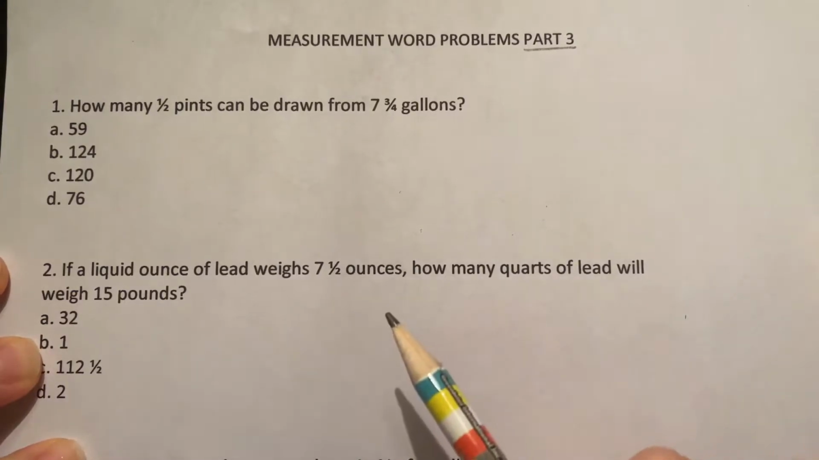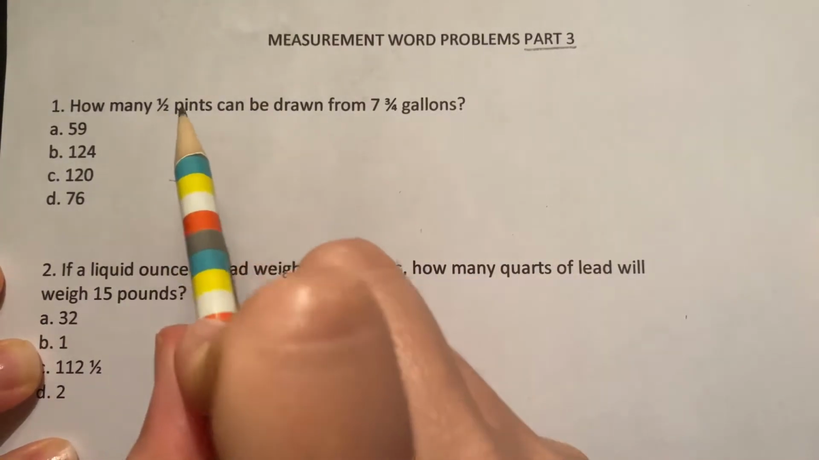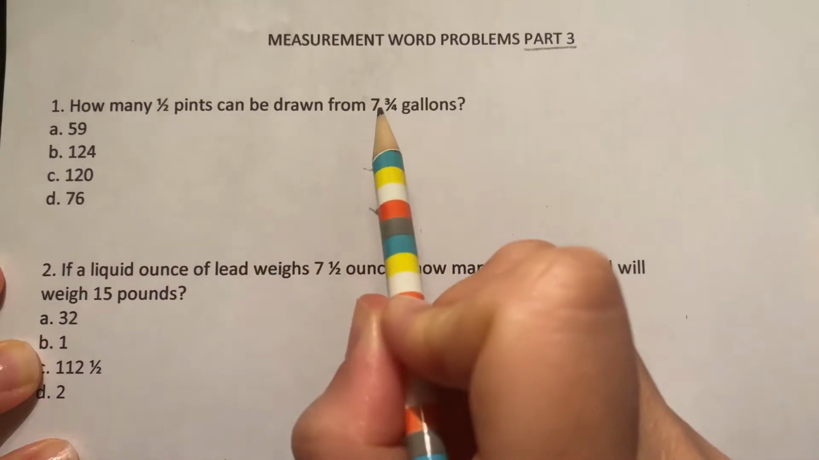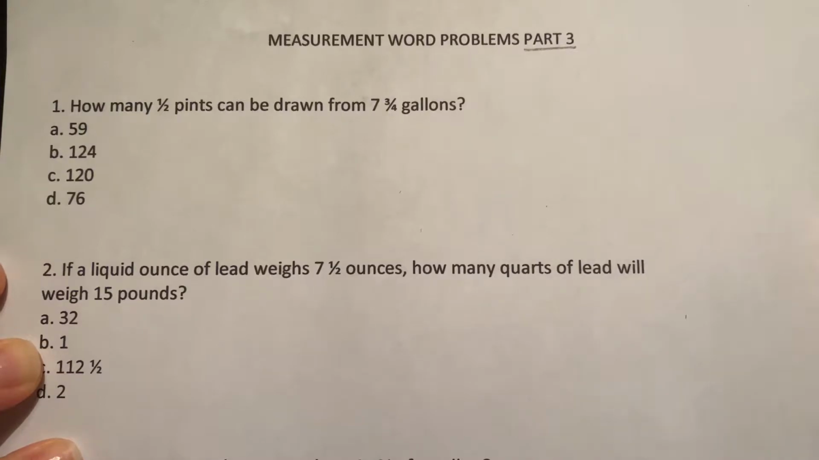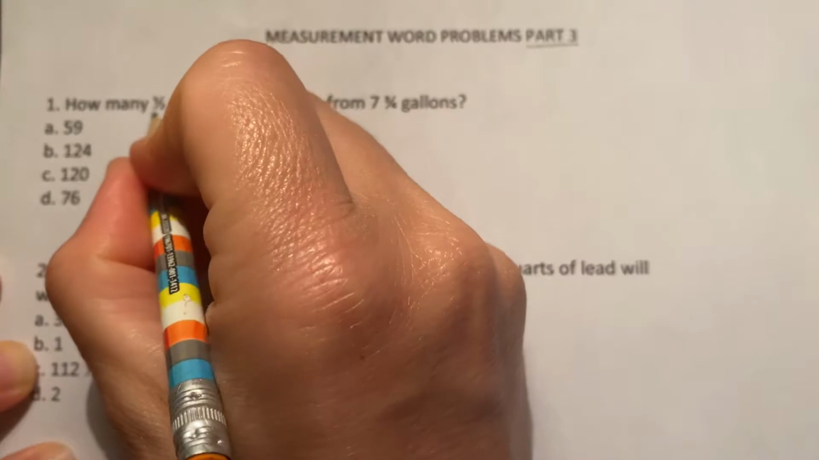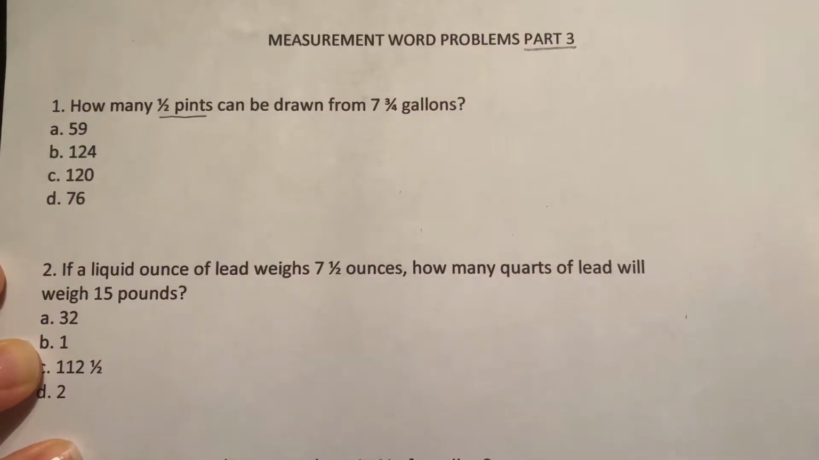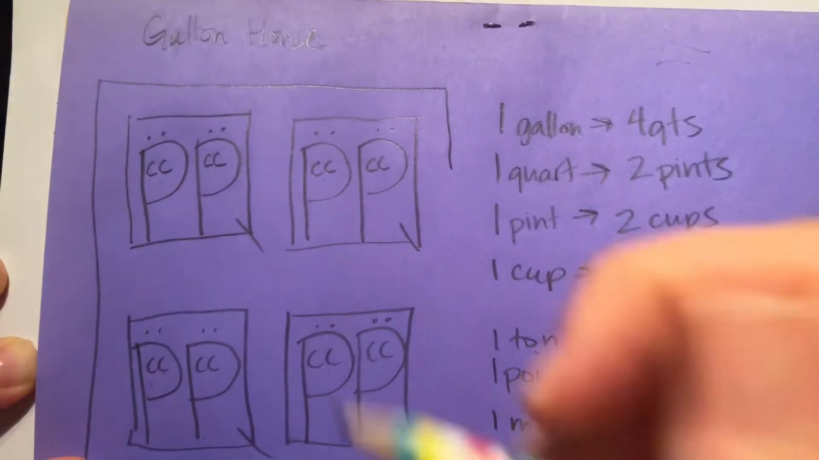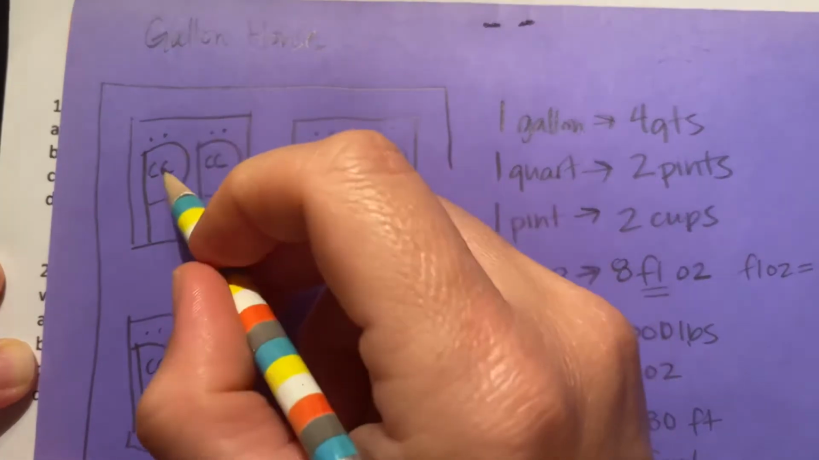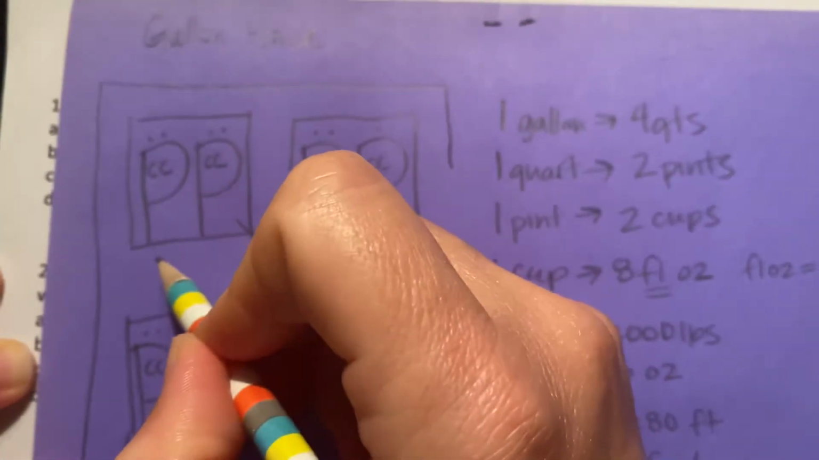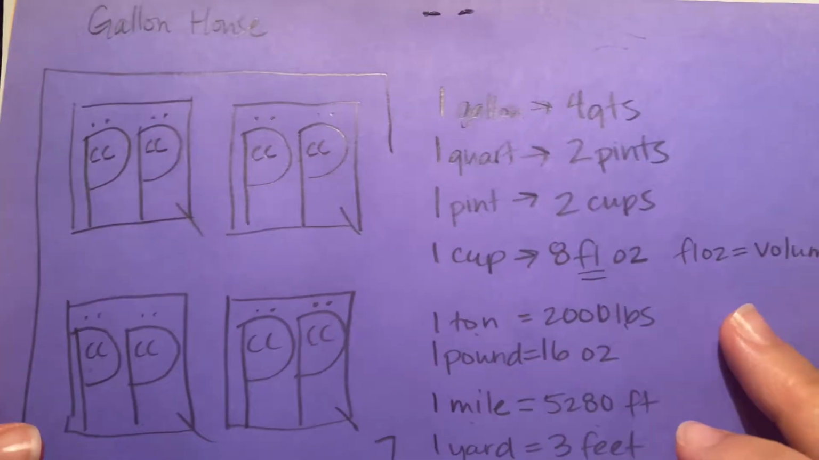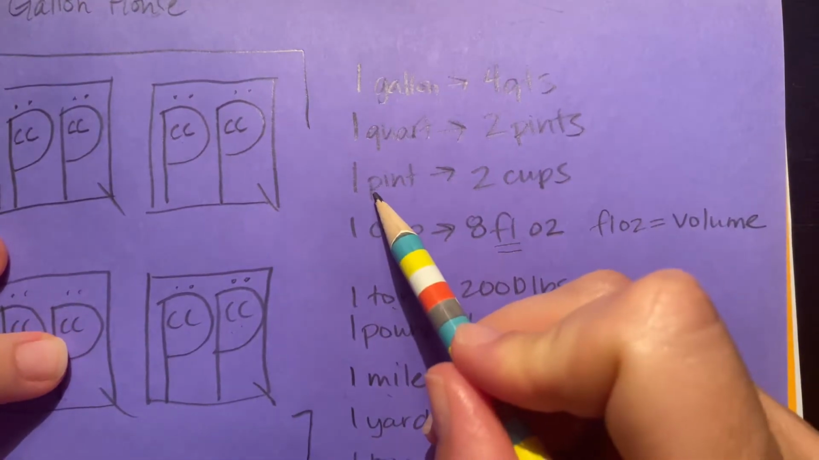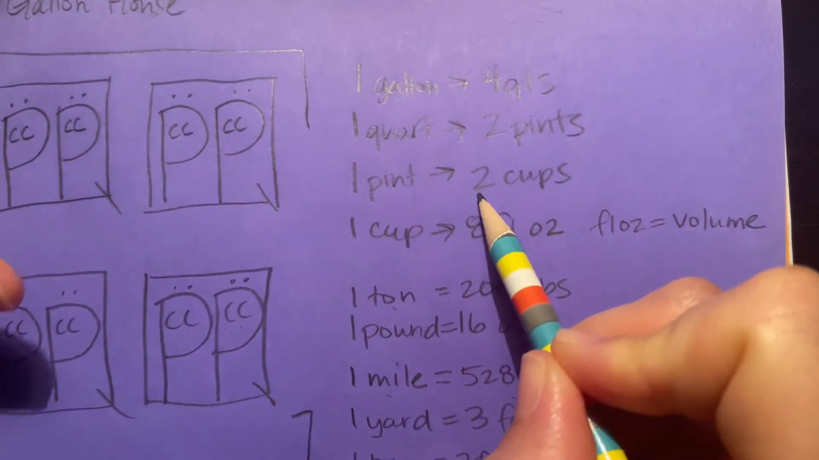Okay, the wording on this problem is kind of tricky. How many half pints can be drawn from 7 3/4 gallons? So how I interpreted this, and you could have done it differently, is half pints. There's 2 cups in 1 pint. So if I had half of a pint, I would only have 1 cup.